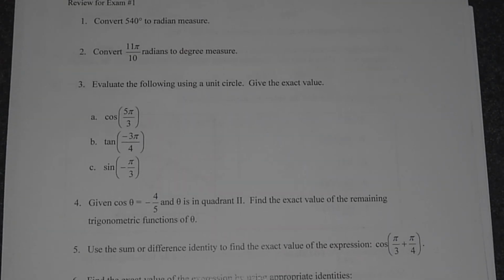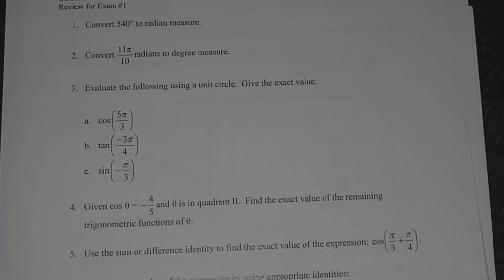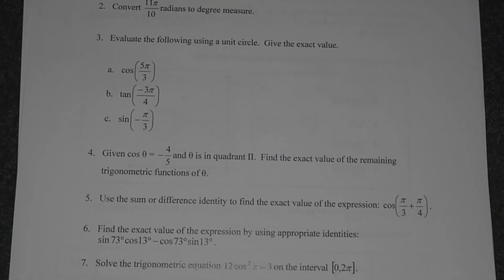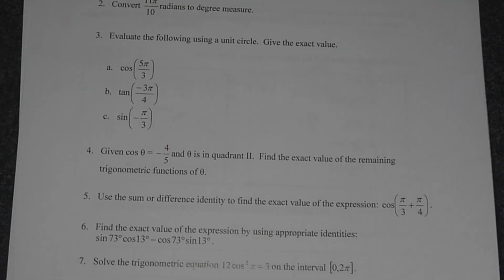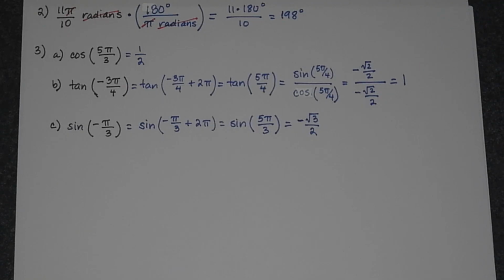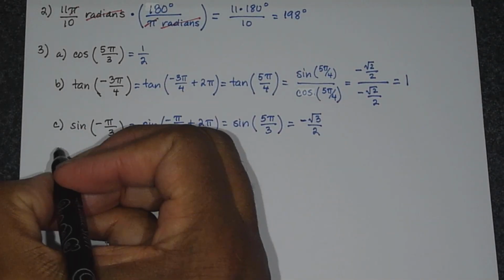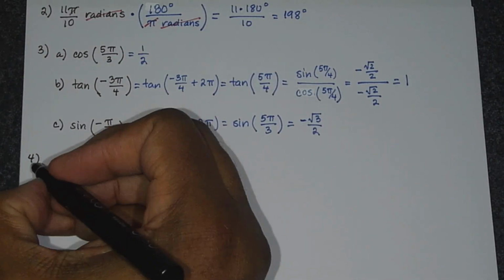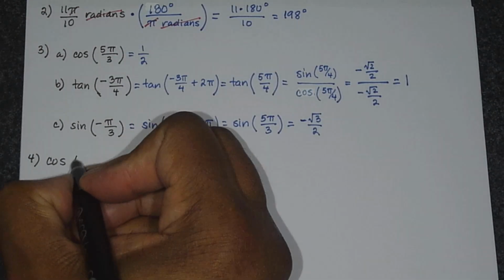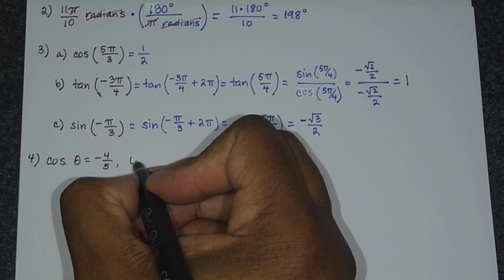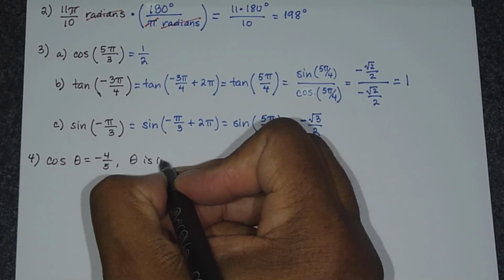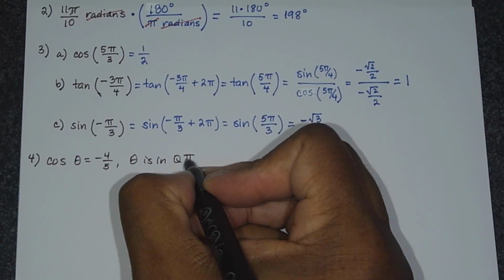You're given the cosine of theta is equal to negative 4/5, and theta is an angle in quadrant 2. Find the exact value of the remaining trigonometric functions of theta. So we're told in problem number 4 that cosine of theta is equal to negative 4/5. The angle is in quadrant 2.